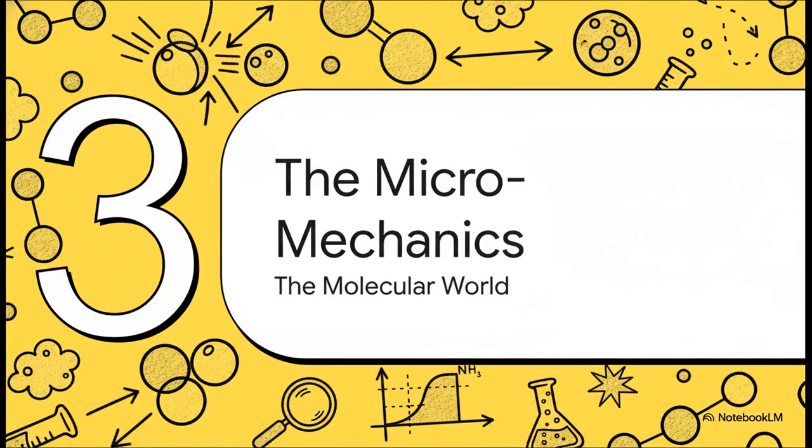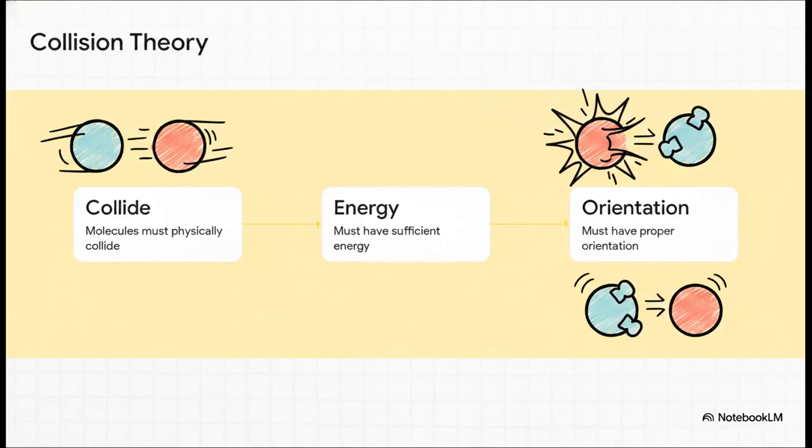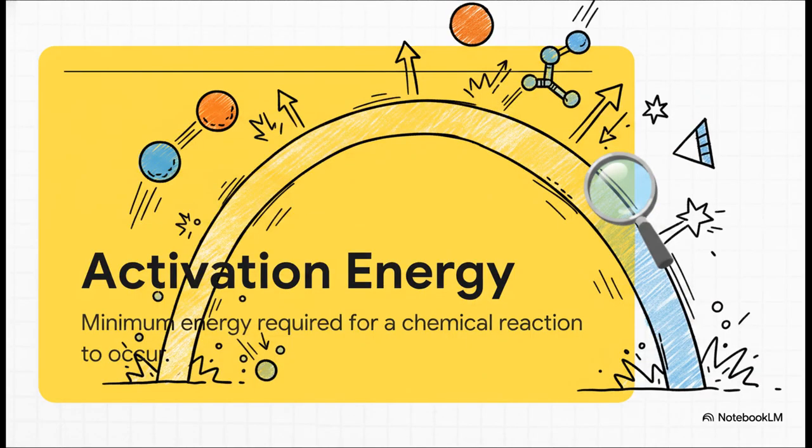Okay, time to zoom way in. Section 3, the micromechanics, peering into the molecular world. So the crucial point is that for a reaction to actually happen, collision theory demands that 3 strict, mandatory rules are met. First off, the molecules absolutely must physically collide. Second, they have to smash into each other with sufficient energy. And third, they need the proper orientation. It's literally like 2 puzzle pieces floating in space. If they aren't facing the exact right way when they crash together, they just bounce off. Nothing happens.